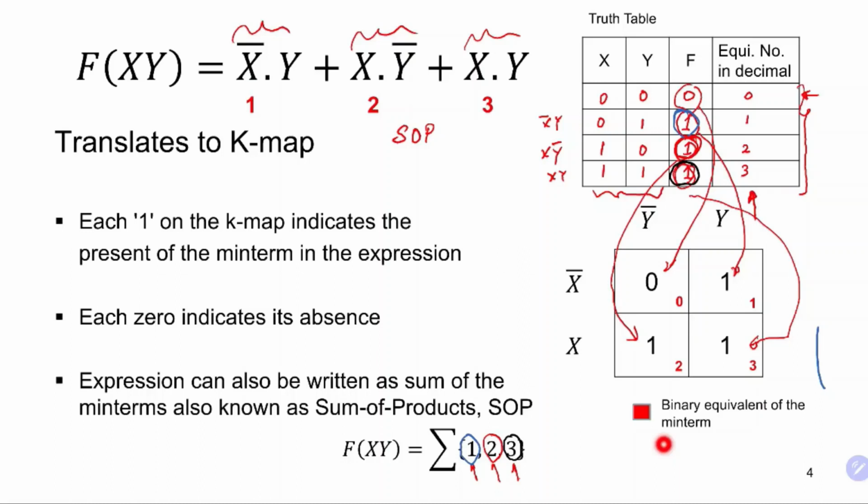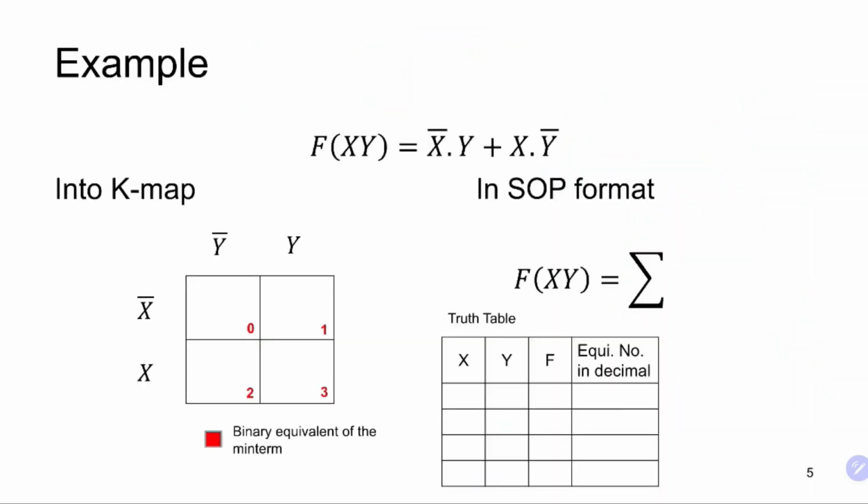An alternative way of writing this is called sum of products, and it's written with the summation sign, and then brackets with all the terms that have a 1 in my truth table. This is mapping from function to truth table to K-map. This is a simple example.